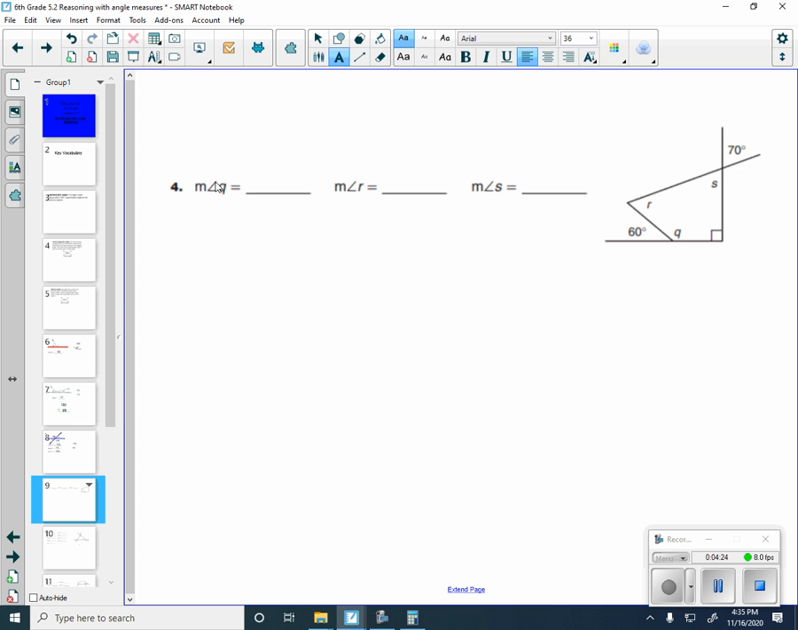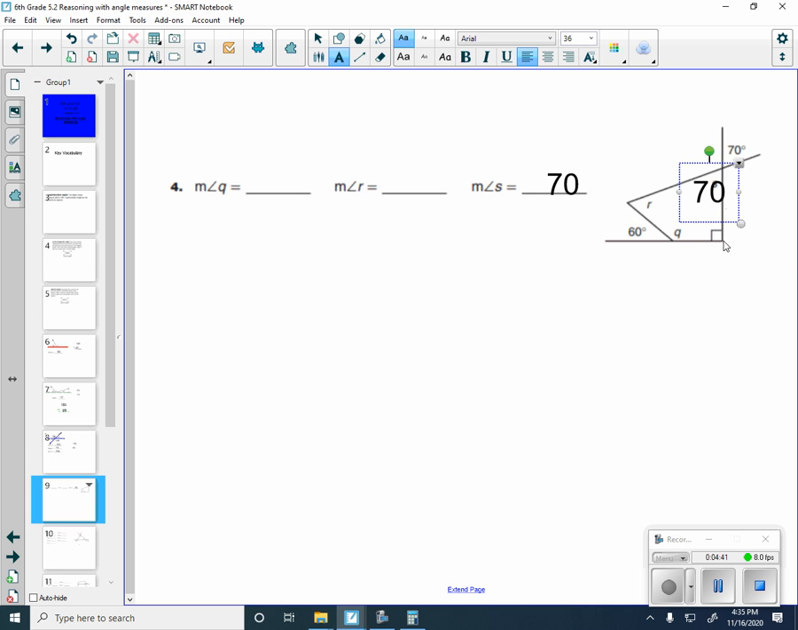Here's a fun problem. So now we have to find what Q, R, and S equal. Well, let's take a look. So you're kind of like a mystery person right now, right? 70 is a vertical angle with S, so that means S is 70. This we know. That's a pretty easy one, okay?